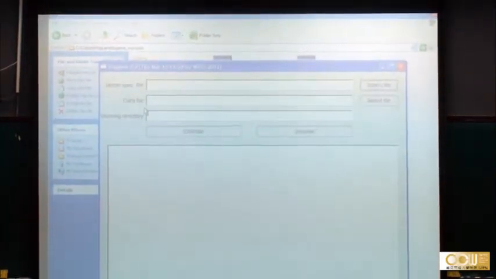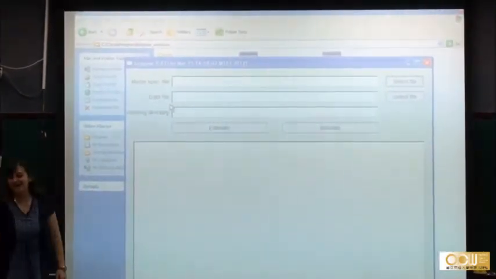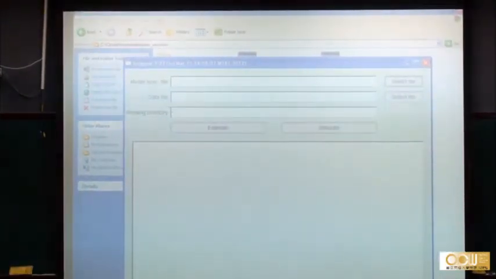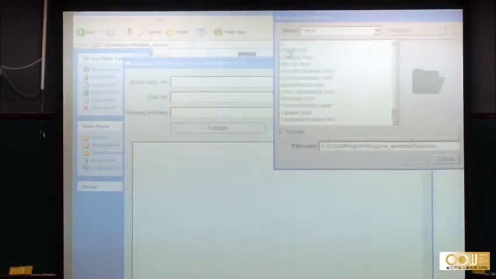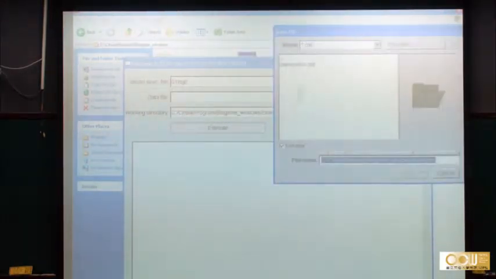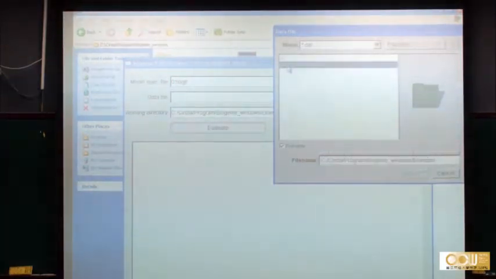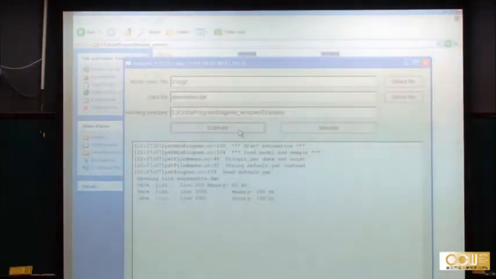This is the computer interface. Not much, but you need to specify the name of the file. So you select the file. Let's take one from these examples, for example, logit. And then the data file is from this example. You have the Swiss metro, and then you say estimate.